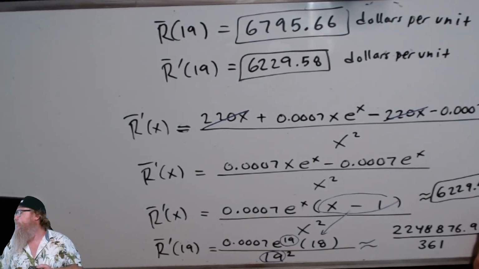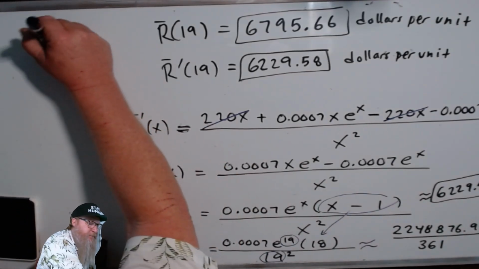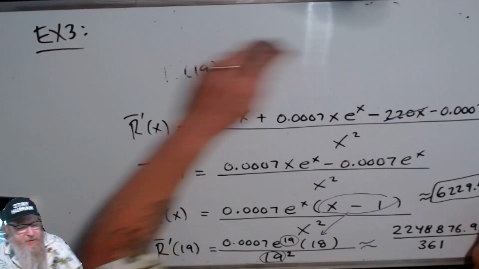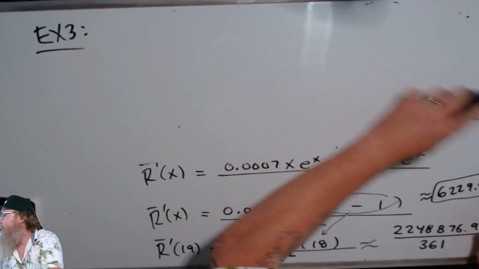Okay. Now we're going to make some profit. Now to make profit, you have to combine the revenue and the cost.